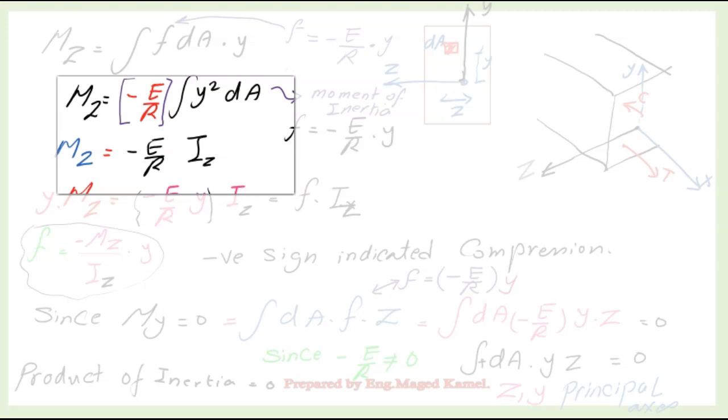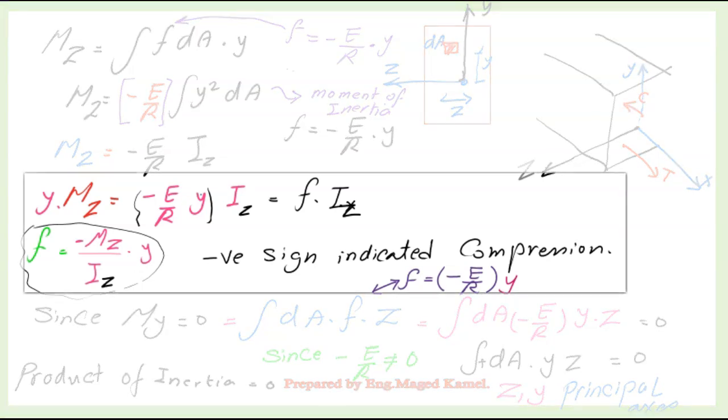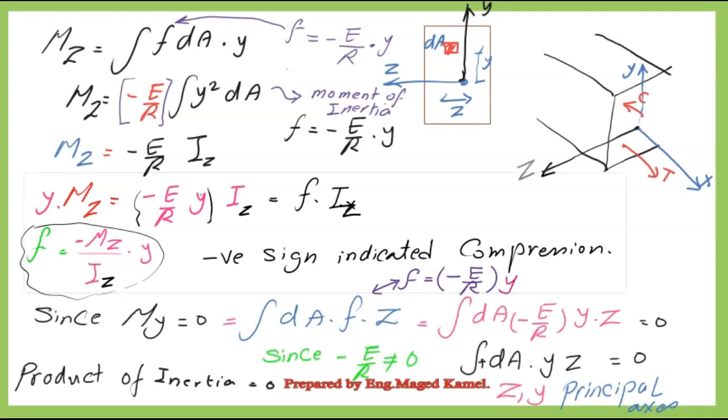We are familiar with dA multiplied by y squared as the moment of inertia. In our case, the axis is z, so m sub z equals minus E over R times I sub z. Multiplying both sides by y, we can say that y times m sub z equals minus E over R multiplied by I sub z, which leads us to the expression of the stress: f equals m sub z multiplied by y divided by I sub z.